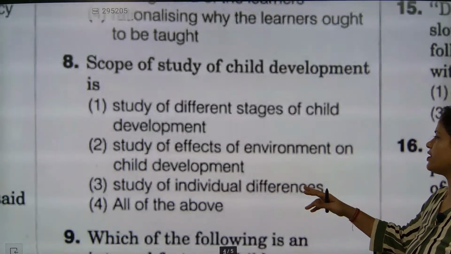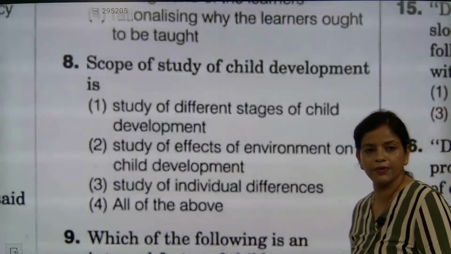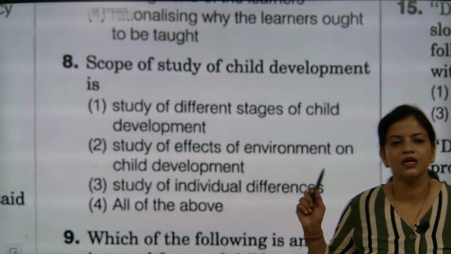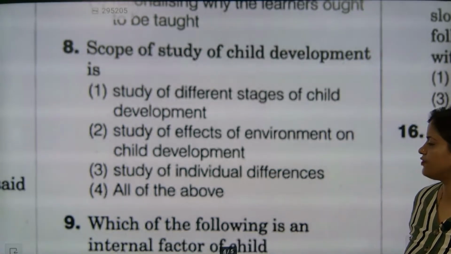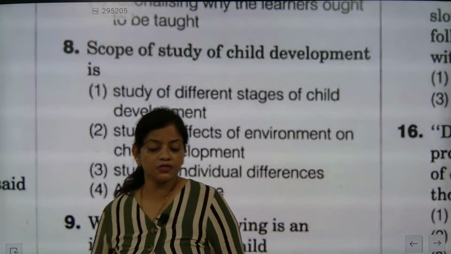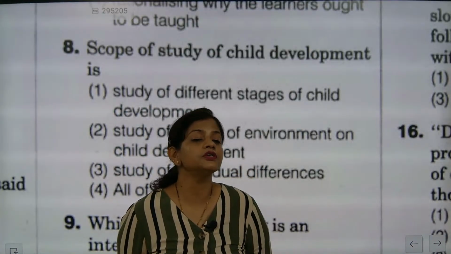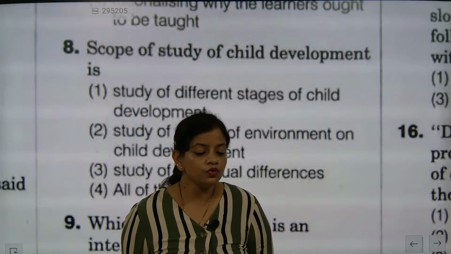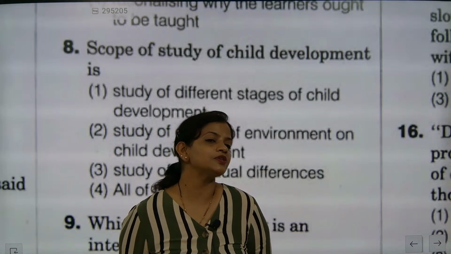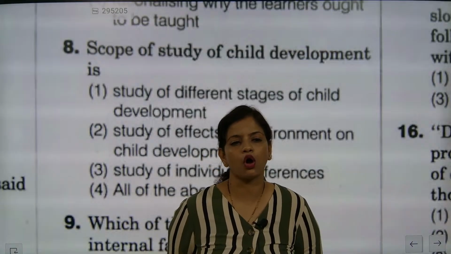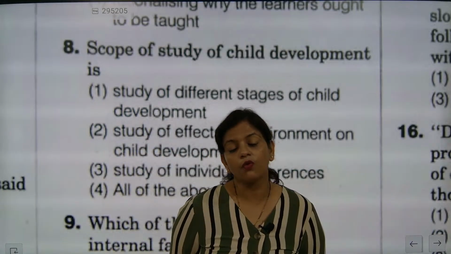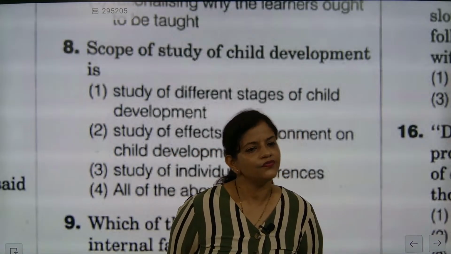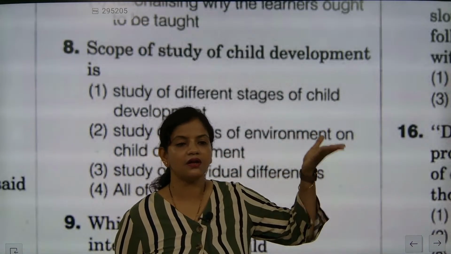Next, the study of effects of environment on child development. Yes, how the environment is affecting child development, that also we must study. Next, the study of individual differences. The teacher must know how the students are different from each other, whose pace of learning is fast and whose pace of learning is slow. What must be taught in the class depends upon the level of the students. Then only can the teacher increase the level of teaching.